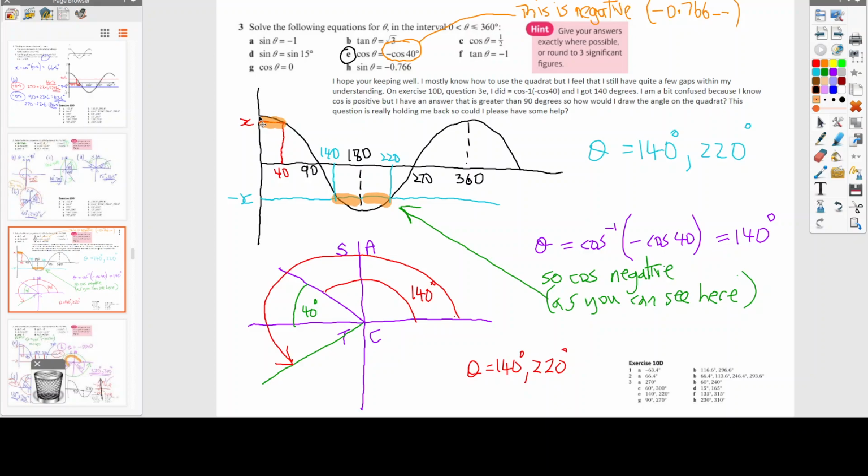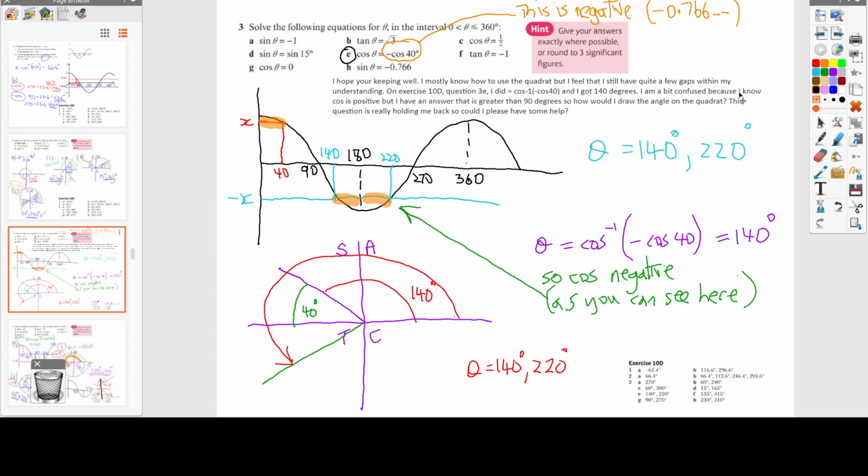Well, from the peak, we're going 40 degrees across, this bit in orange. So from the symmetry, the peak is at 180. Going 40 degrees back, we get 140. Going 40 degrees forward, we get 220. So that's how we get our answers of 140 and 220, really from first principles. Now, the quicker way is to do what Paddy suggested, which is to say theta equals inverse cos of minus cos 40, and that does indeed give us 140 degrees.